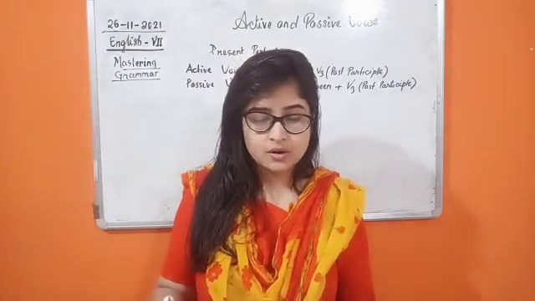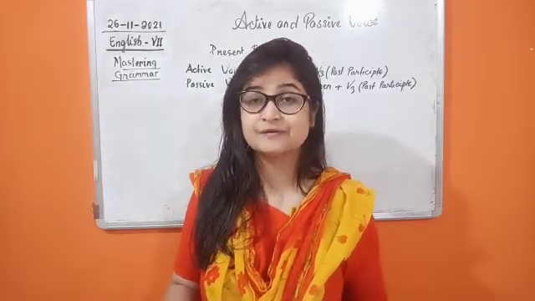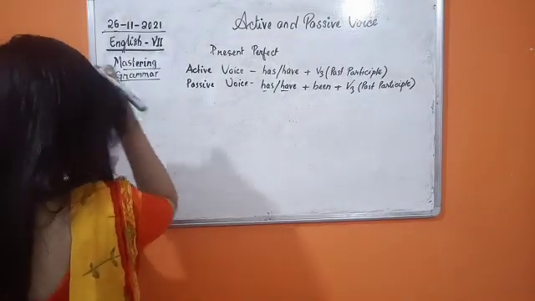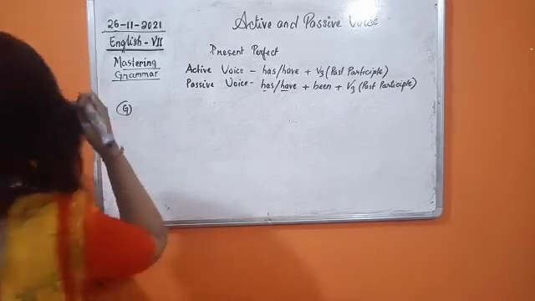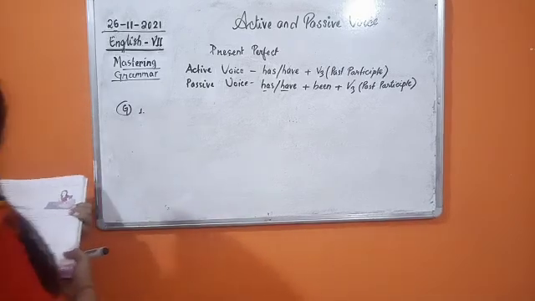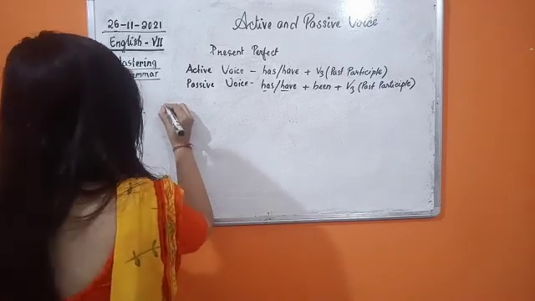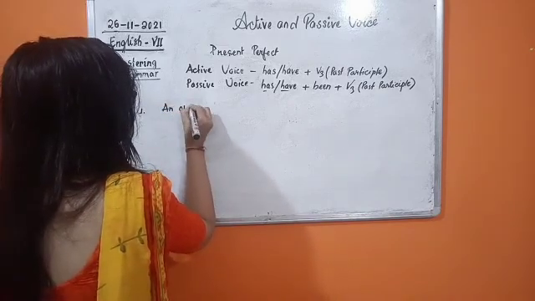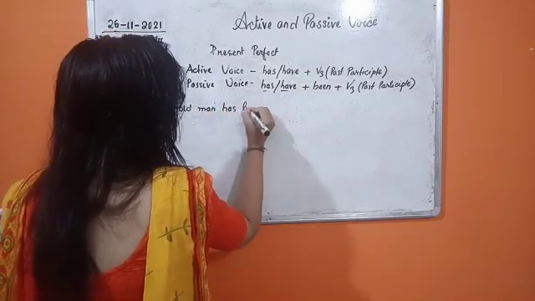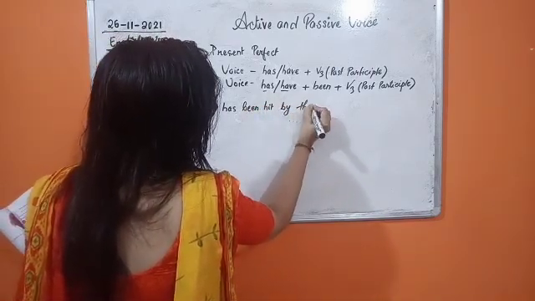Okay. Now, let's see. We have this exercise G. Change the following sentences from active to passive voice. Let's quickly do it. Now this exercise G is here. Change the following sentence from active to passive. Number 1. The car has hit an old man. That car. So, an old man has and then been hit by that car. Yes, by that car.